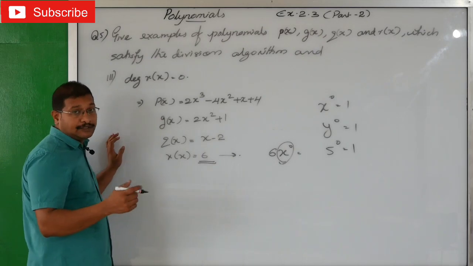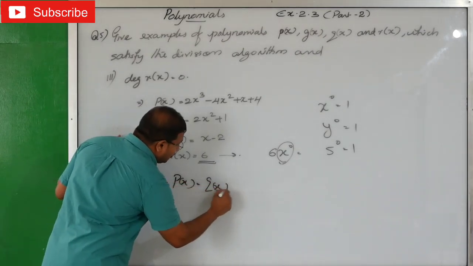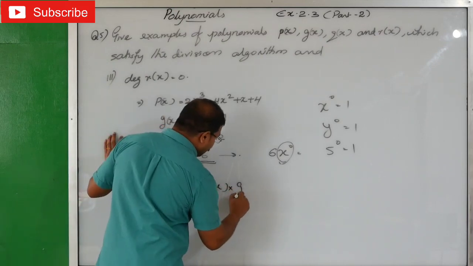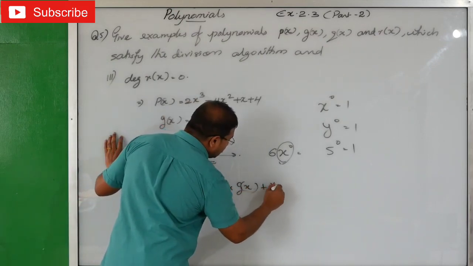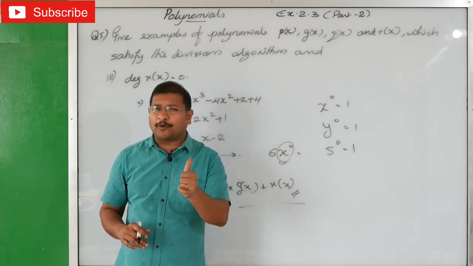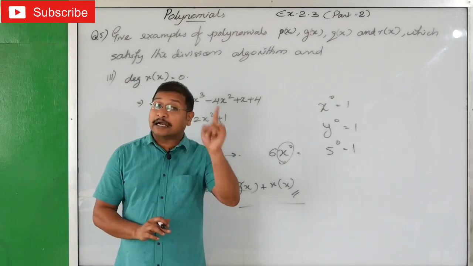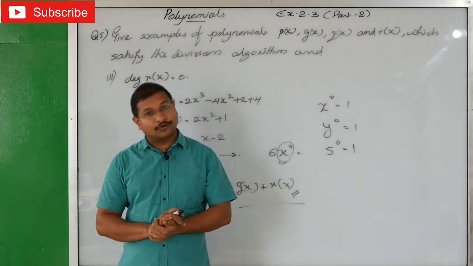So it will follow the division algorithm, right? p of x equals q of x into g of x plus r of x. So for this type of question, any type of polynomial you can use. Doesn't mean that you have to use only this type, but make sure that the condition is followed. Okay? Let's go to the next question.